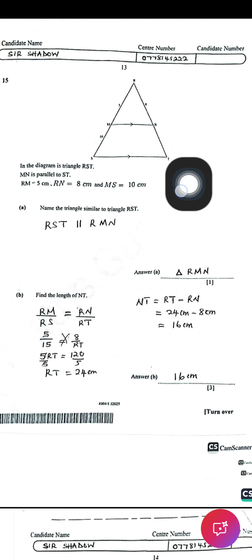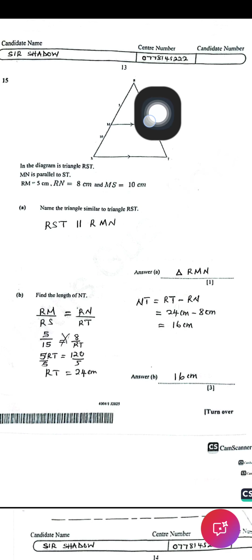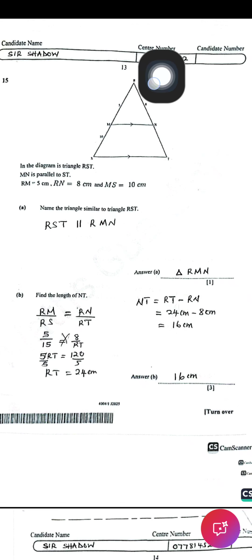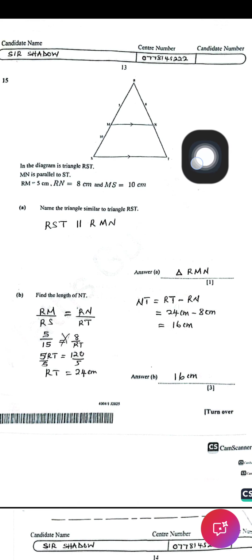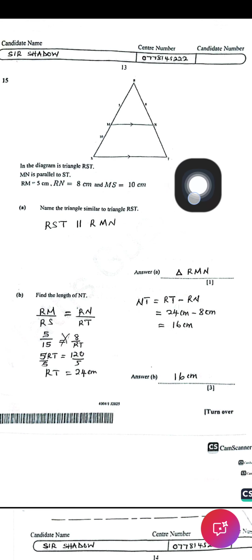first of all, you check the sides for which they are similar. Just remember RM is similar to RS. So I can say RM over something which is similar, RS. So RM over RS equals. Then remember, I want to find this length. Let's also find something which is similar. I can say RN is similar to RT. So we say RN over RT.